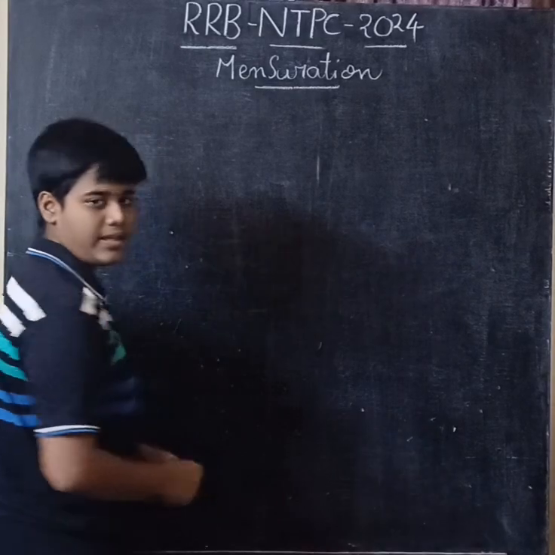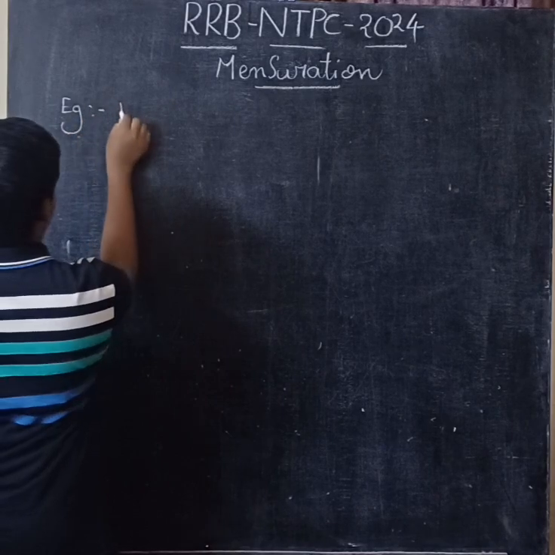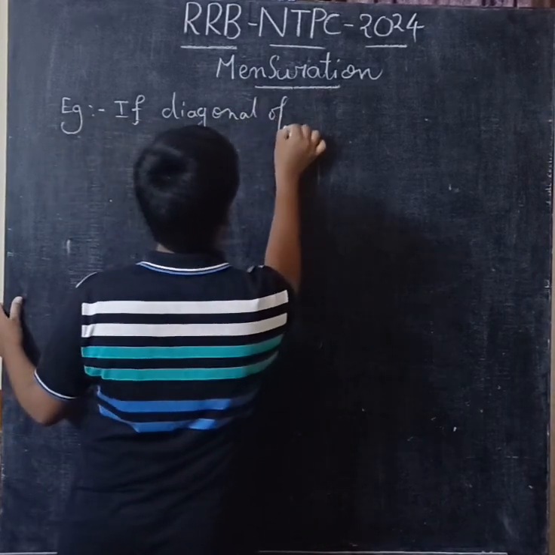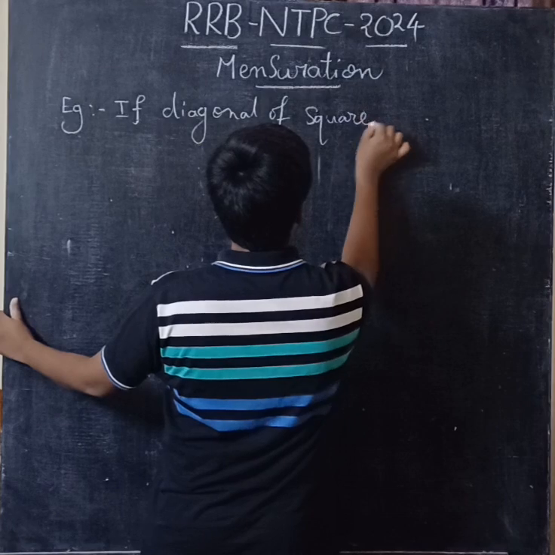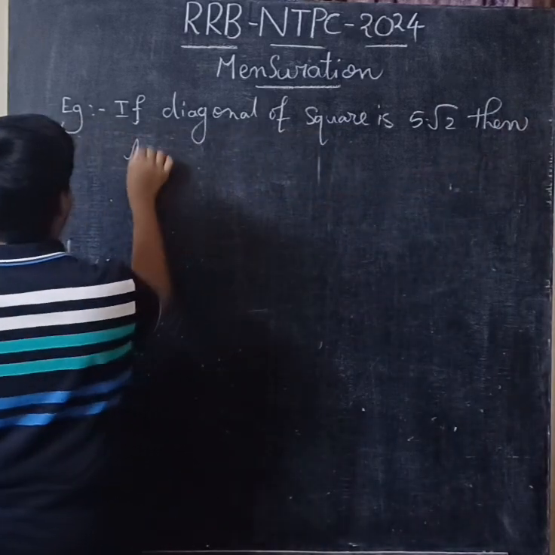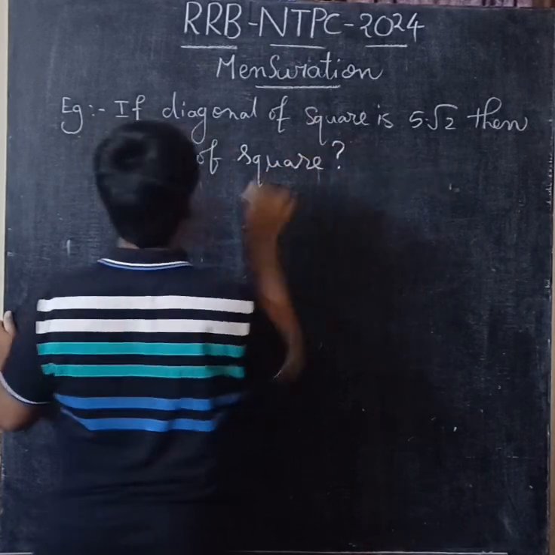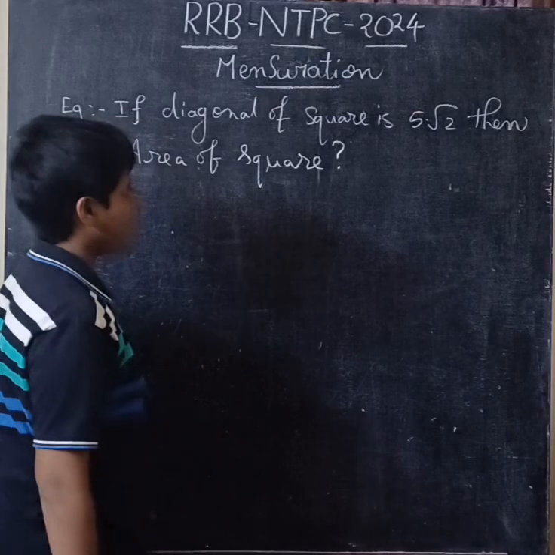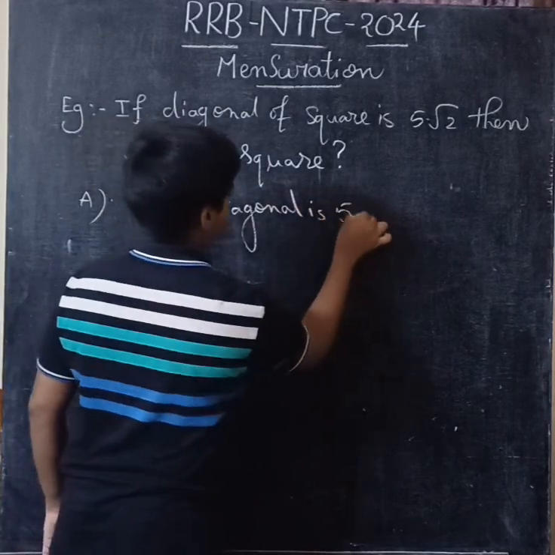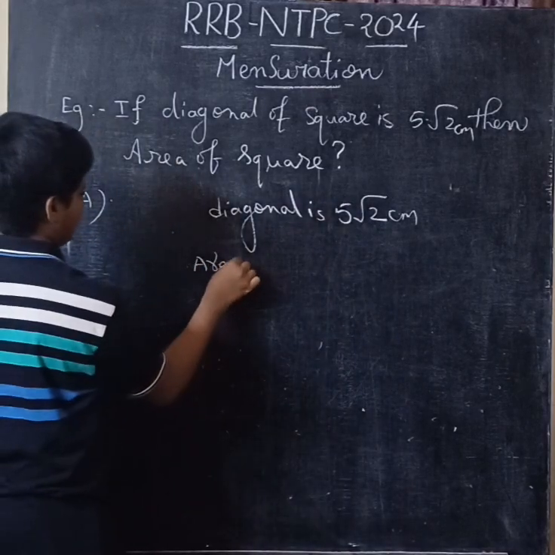So this is the commonly used formula, and if you see some examples: if the diagonal of a square is 5 root 2 centimeters, then the area of the square is, we have to find the area.